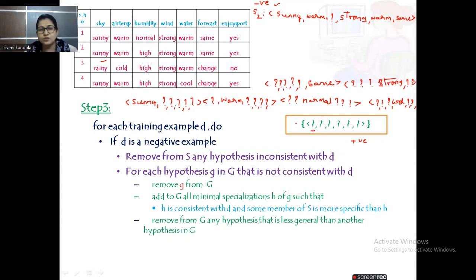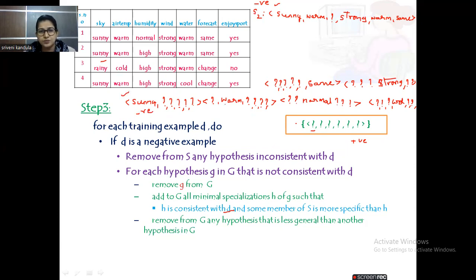So now coming to the first one, what should happen? This hypothesis H should be consistent with the current example, and some member of S should be more specific than this H. Let us check. So sunny followed by all question marks. Okay. So this classifies my example as negative because I have rainy here. So it classifies as negative. Our example is also negative. So this is a consistent hypothesis.